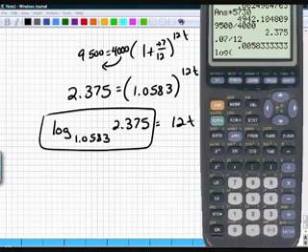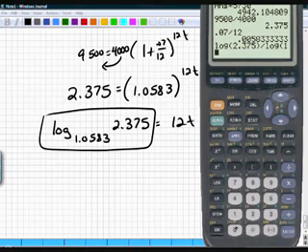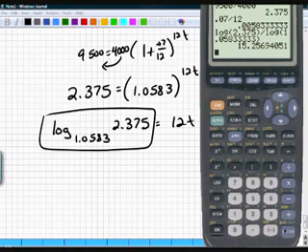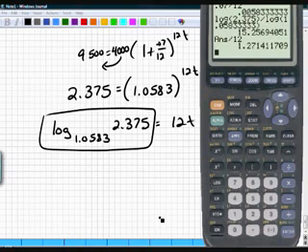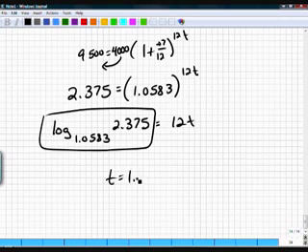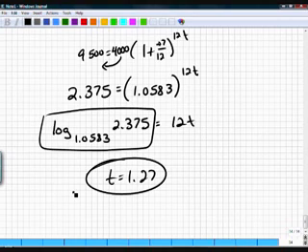Log of 2.375 divided by log of 1.0583, and then divided by 12. Is that right? Something was wrong there.